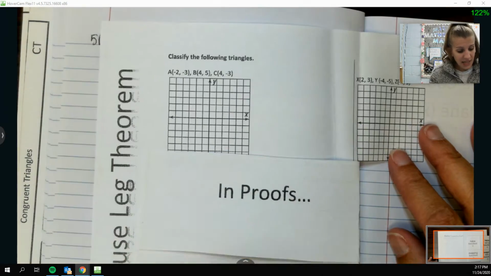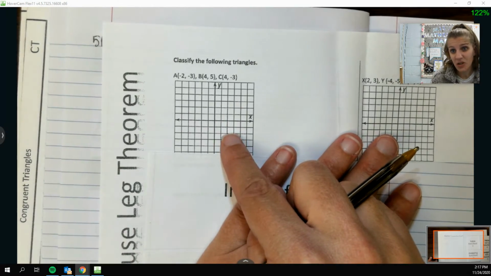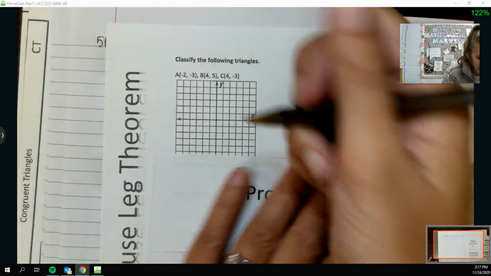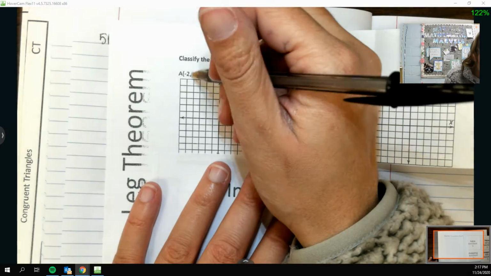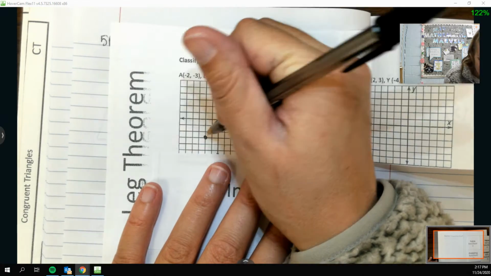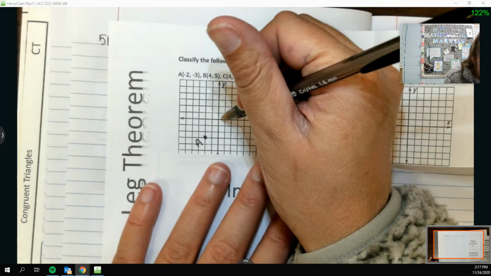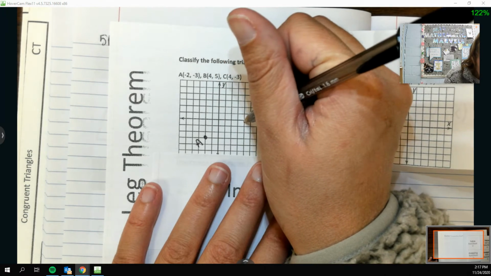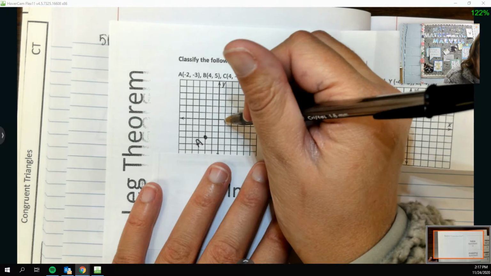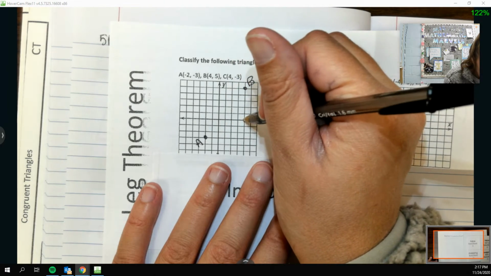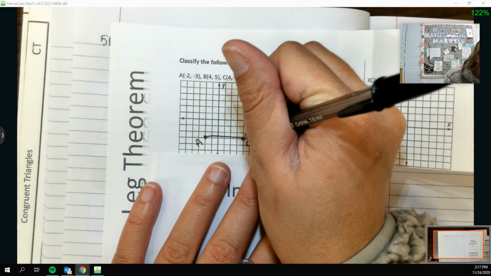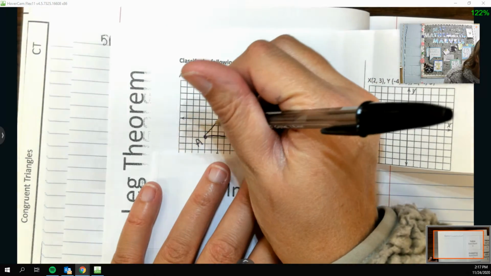But if I take a look at this first one, we're going to just classify these triangles. I mean, we did that last time, but we can try one out. So if I take a look at this first example here, I would plot A at -2, -3. B is at 4, 5. So 1, 2, 3, 4, 1, 2, 3, 4, 5. And C is at 1, 2, 3, 4, 1, 2, 3. So when I take a look at this, that boy totally looks like a right triangle.